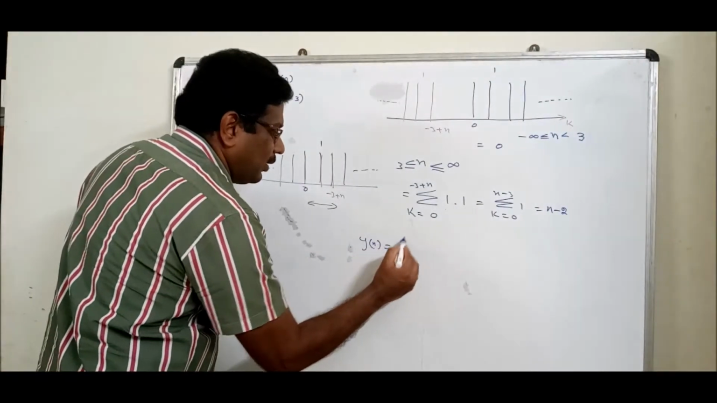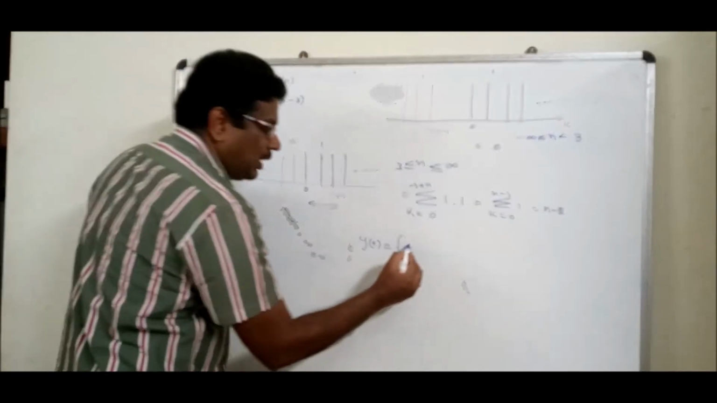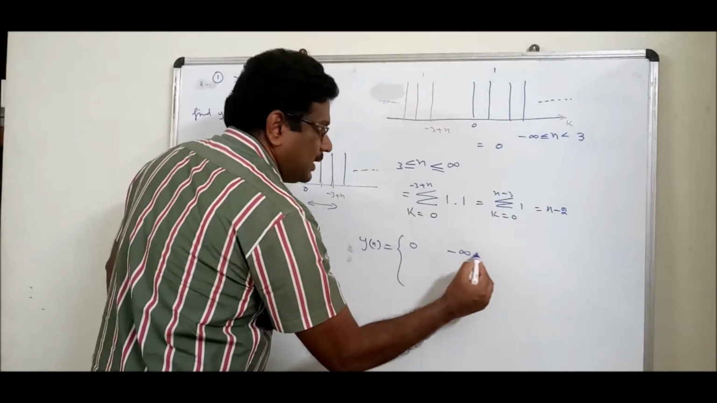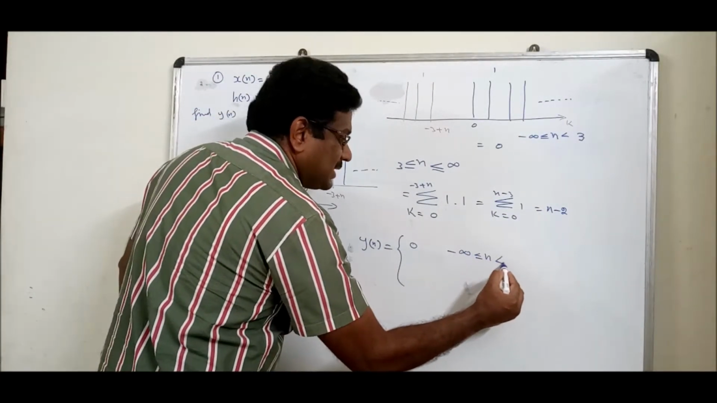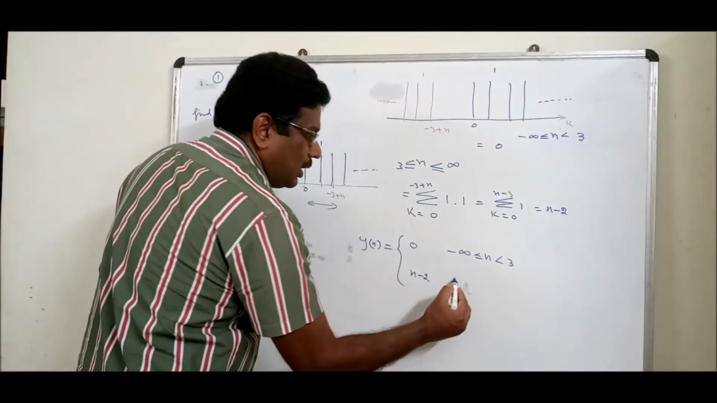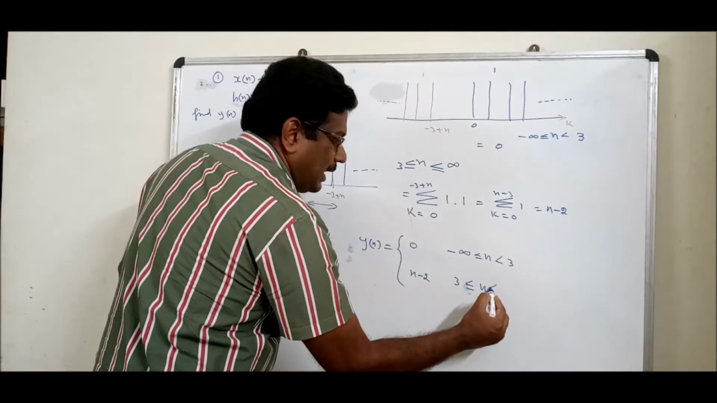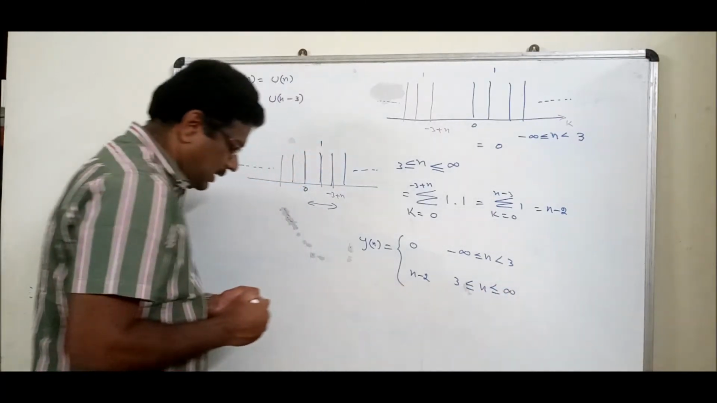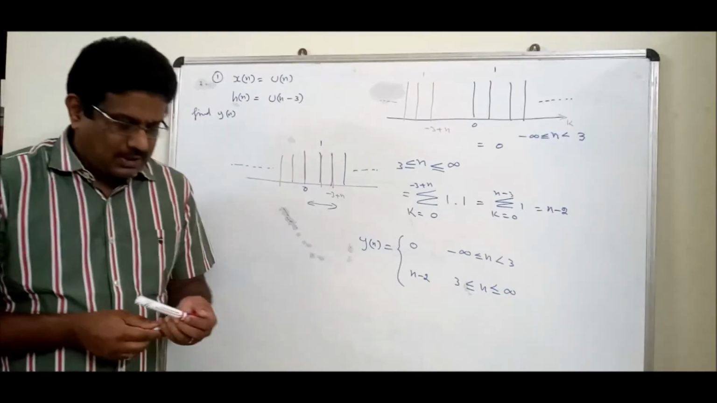y of n is equal to 0 for minus infinity less than or equal to n less than 3. Next, n minus 2 for 3 less than or equal to n less than or equal to infinity. This is the final sketch. Make a note of this.